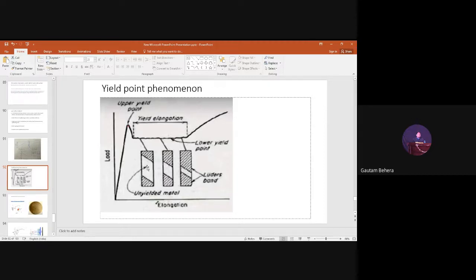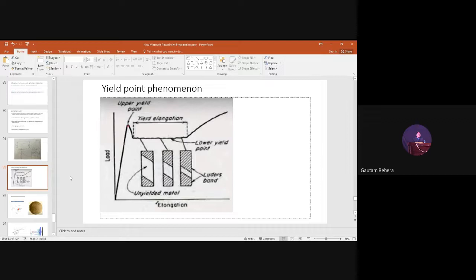This is propagating in this direction, this is propagating in this direction, and you can see they are moving closer, and finally it will cover the whole material. After it is over, when the Lüders bands have covered the whole material, then homogeneous deformation starts. That means strain hardening will start. All the portion of the material will now yield continuously.